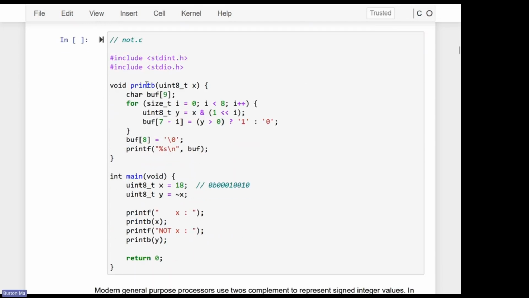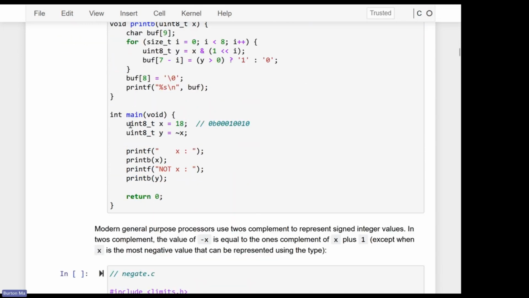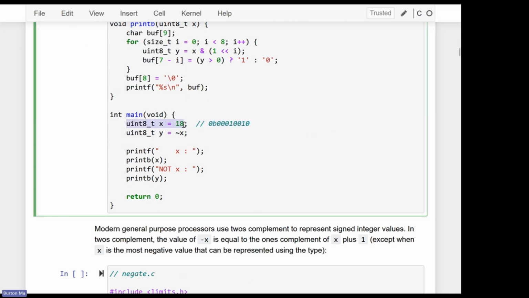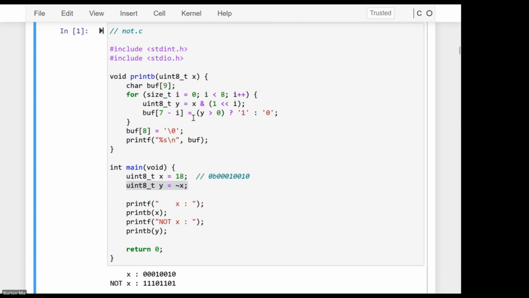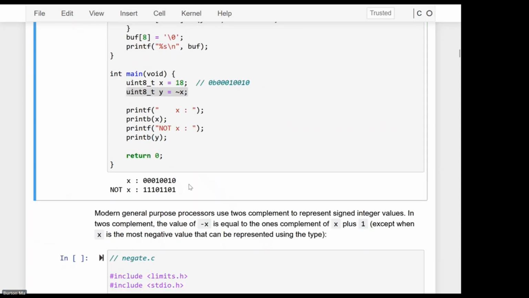So there's my printB function. Ignore that for now. Down here, I've got some values to print out. There's the number 18, and there is the bitwise not of whatever was in x. Whatever value 18 is in binary, y is going to be the not of that. Print them out, see what we get. There's x, and there's not x. All the bits have flipped.